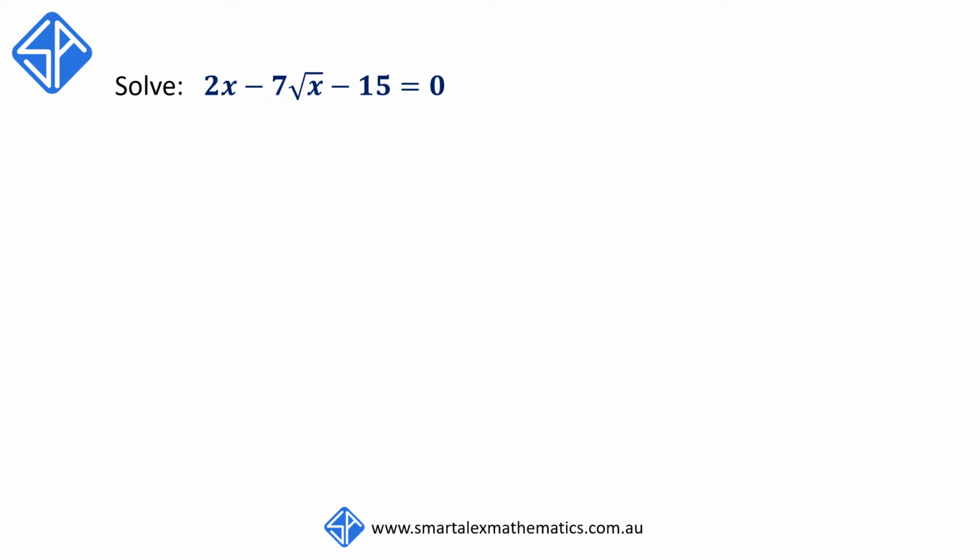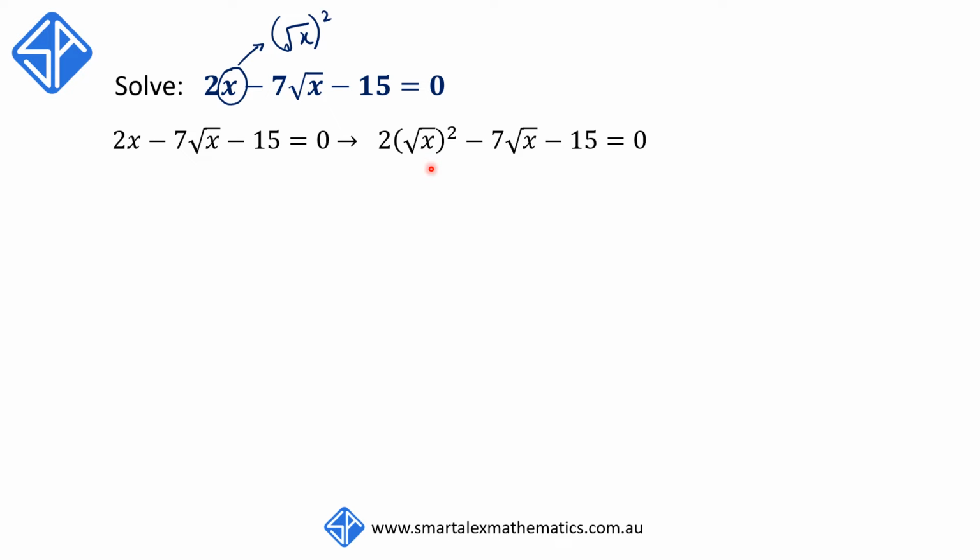For our second example, we're going to solve 2x minus 7 times the square root of x minus 15 is equal to 0. To solve this equation, we want to recognize that this term x can be rewritten as the square root of x all squared. Remember, the square root and the square are inverse operations of each other and will cancel out to leave us with just x. Using this trick, we can now rewrite this entire equation as 2 times the square root of x all squared minus 7 times the square root of x minus 15 is equal to 0.